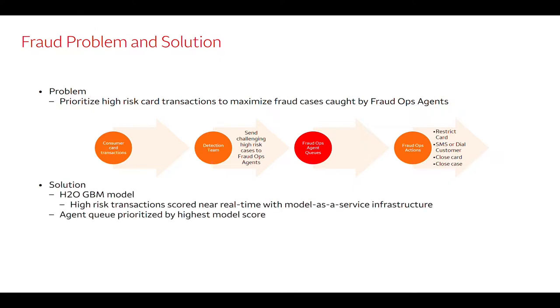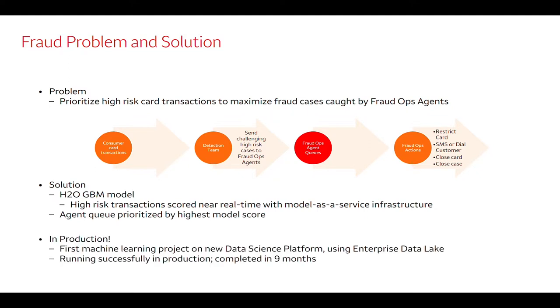The solution that we use for this is a GBM model in H2O. And for those who may not know what H2O is, it's a technology that we use to scale machine learning, from very small to very large. So it's very good at scaling those machine learning algorithms. So that's the technology. And then once we had our model built, we could score those transactions in near real time as a model as a service infrastructure. So we deployed it into production, and we could score them in near real time. And then once we could provide a score to the cases, our agents could go to the queue, sort it by highest score, and then pull off those cases that they need to work from top to bottom.